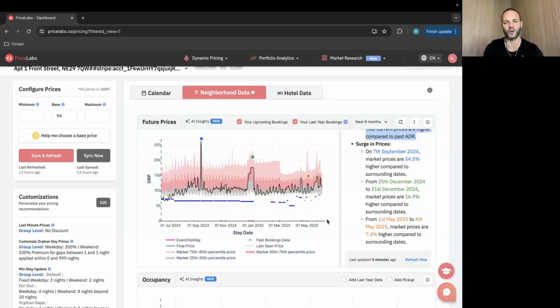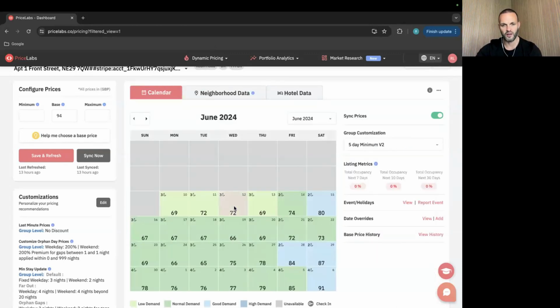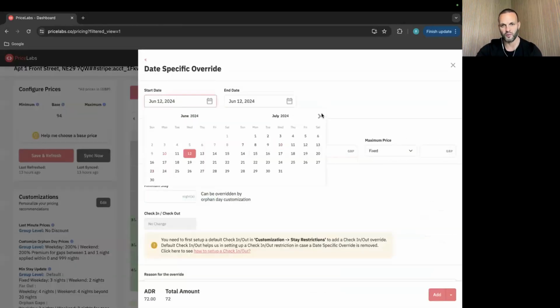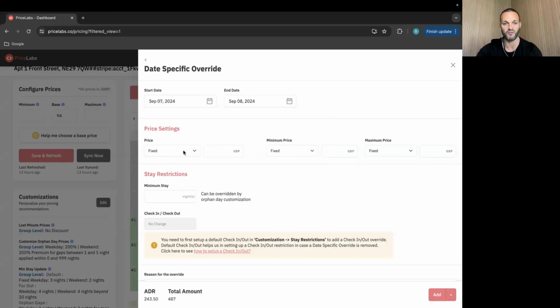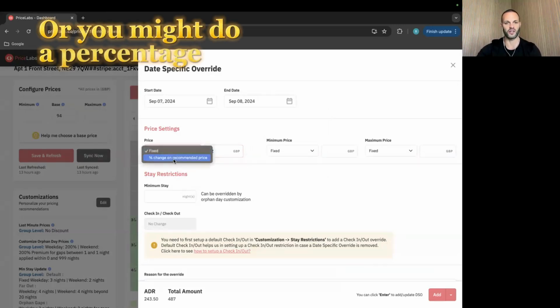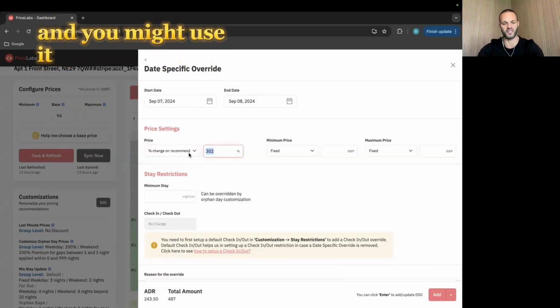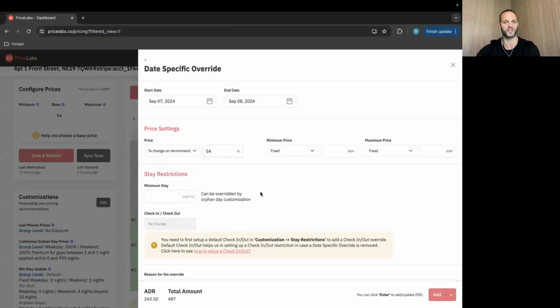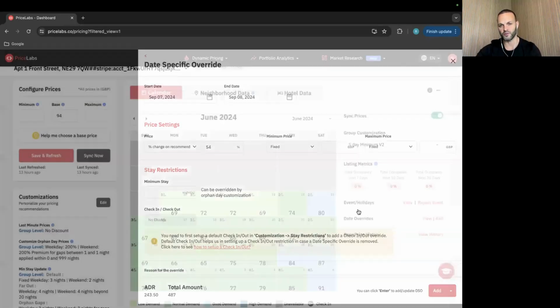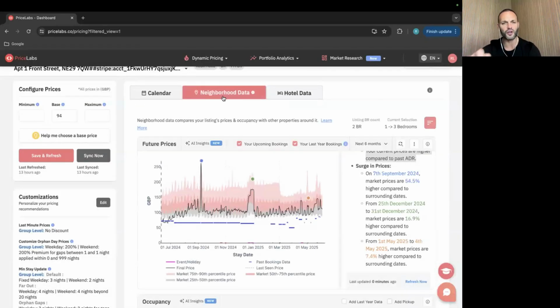You can then go back into your customizations, go back into your calendar here, and you could then choose the date, whatever it was, 7th September, 8th September, and you might say, right, fixed price, 302, or you might do a percentage on the recommended price, and it said 54% higher, so you might go 54%, and you might increase that price up. Easy, very quick in terms of putting that in play. And that's how you can use the data to really strengthen each of your listings and make them work.